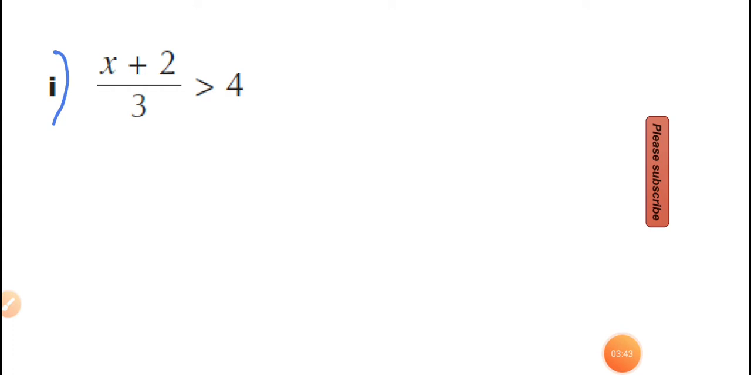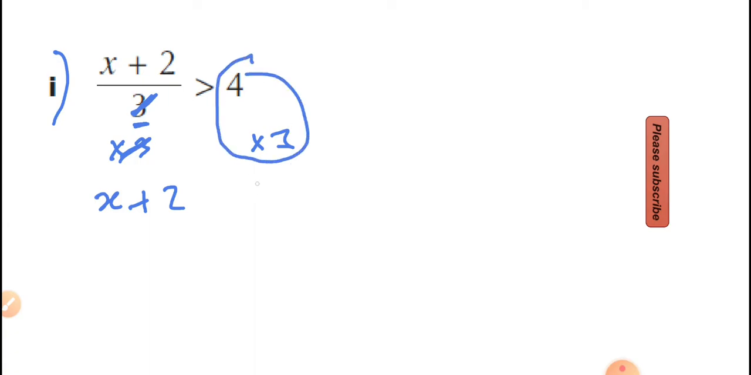So question I, to get x on its own, we have to first of all get rid of this divide 3. To do that, we have to multiply both sides by 3, so times 3 on the left, times 3 on the right. Now on the left hand side, the divide 3 and the times 3 cancels out, leaving just x plus 2, and on the right hand side, well, 4 times 3 is 12.